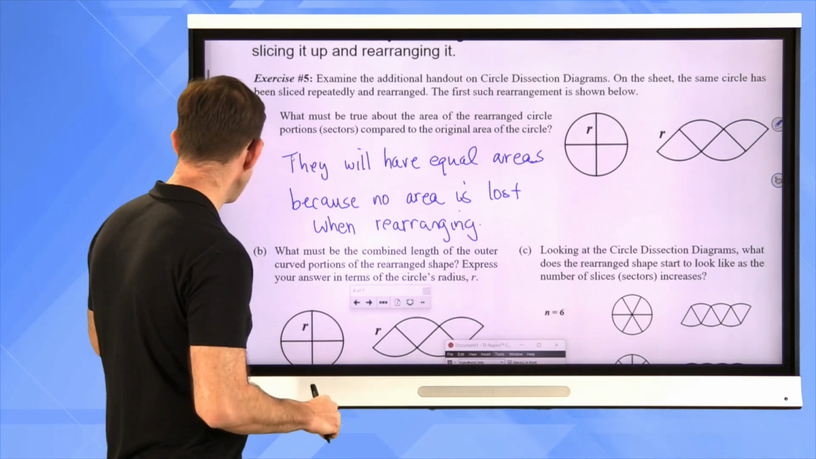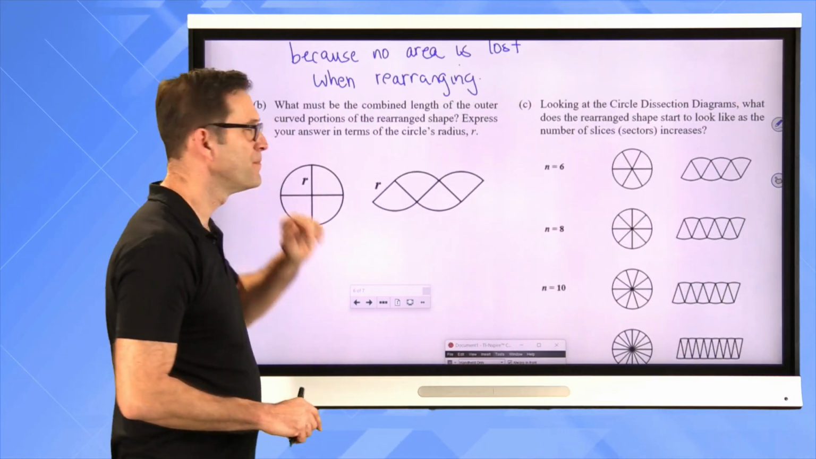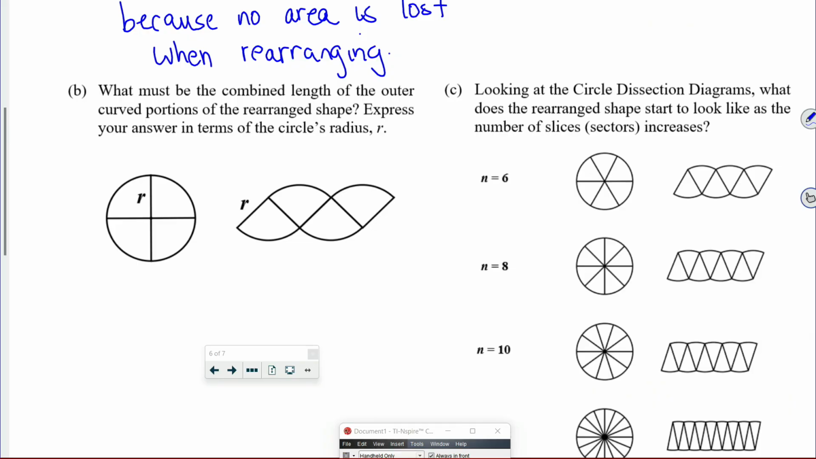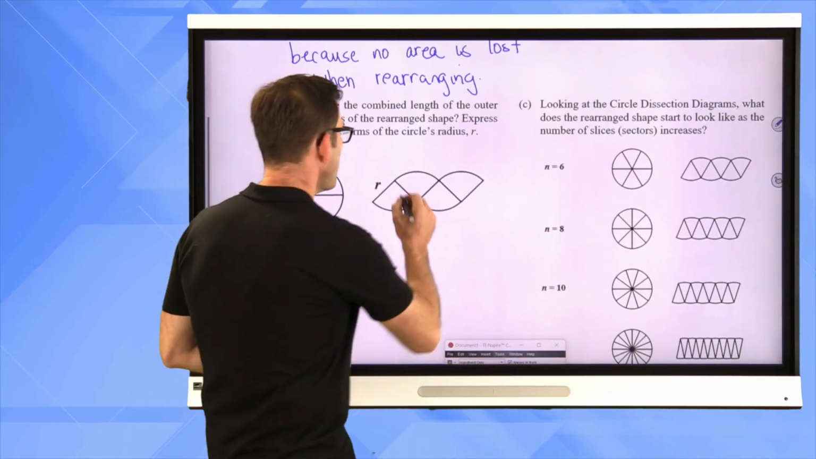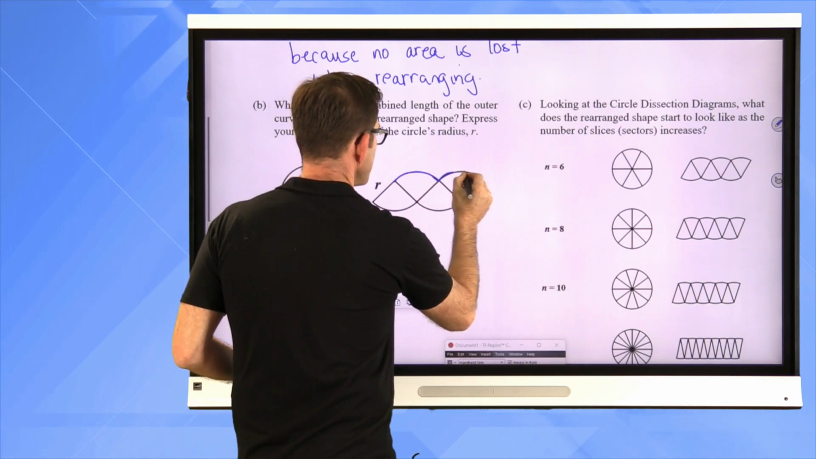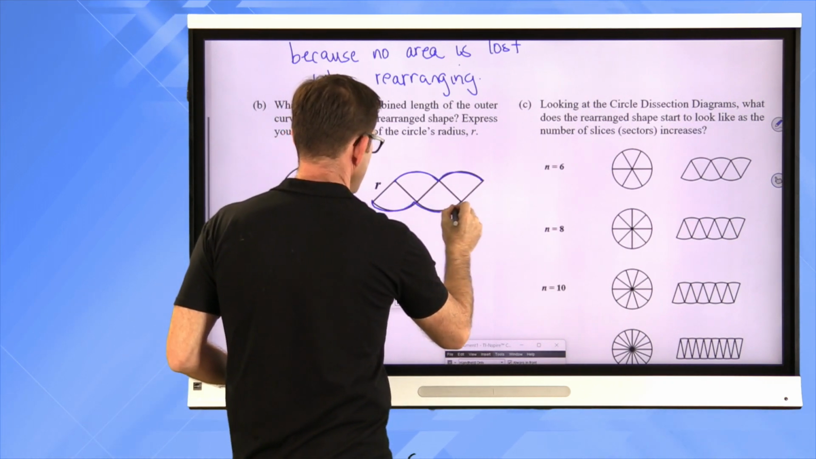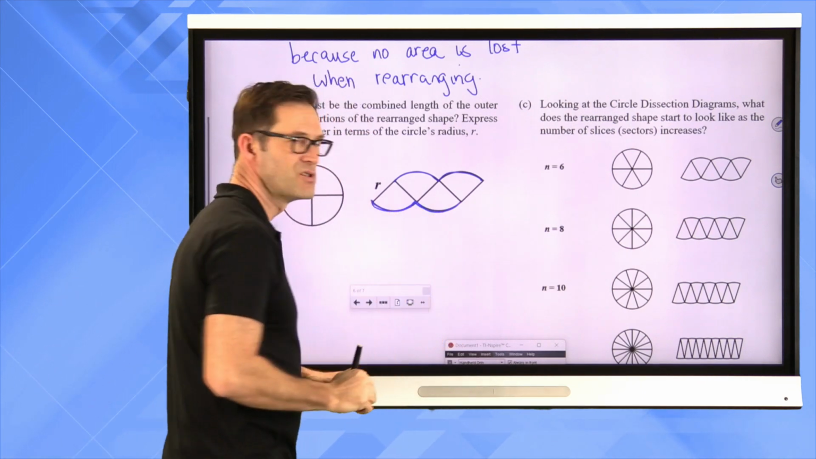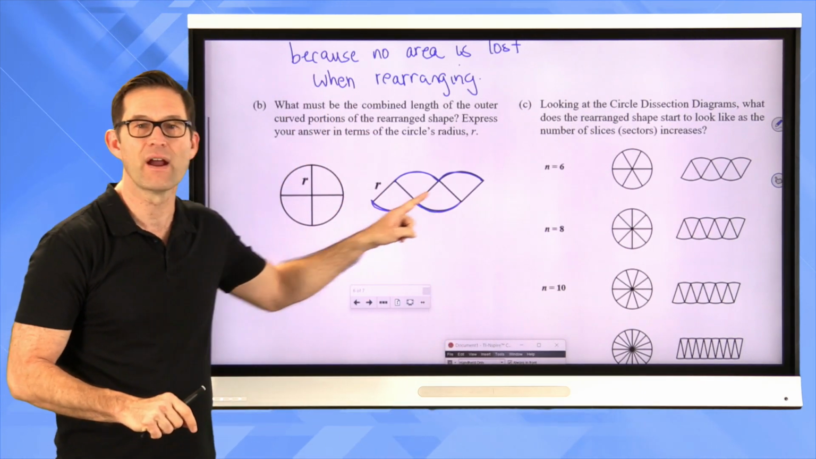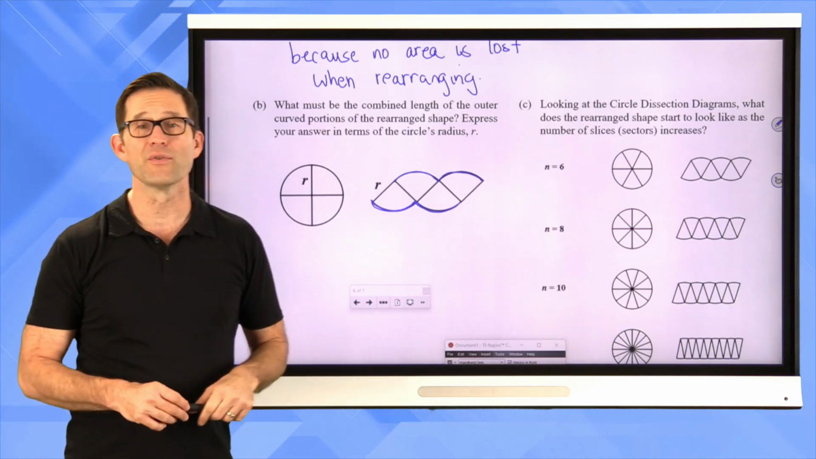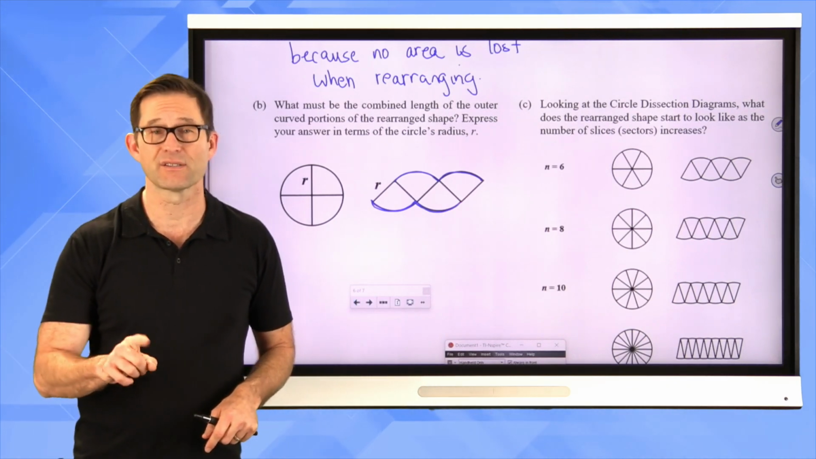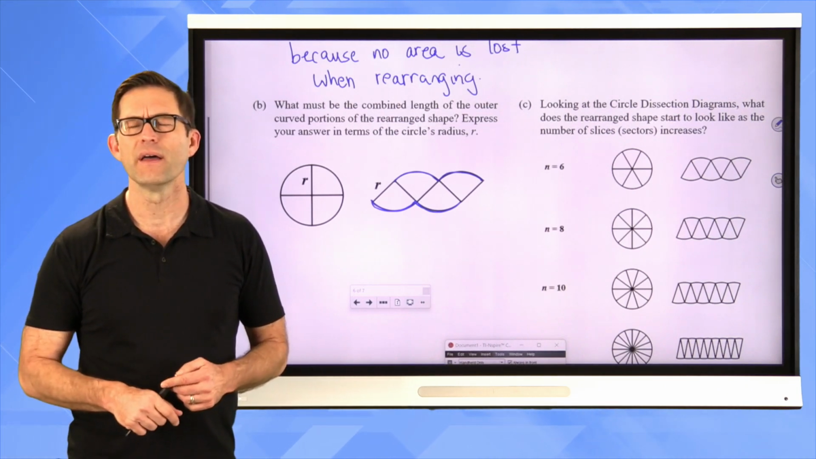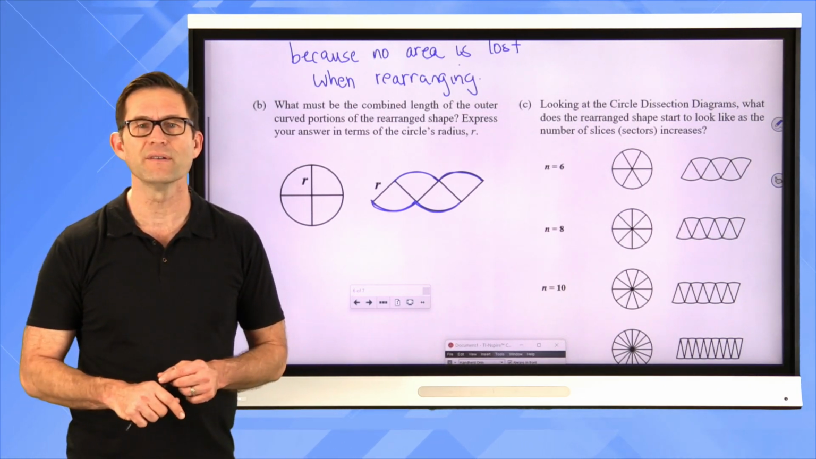Okay. Now, let's take a look at letter B. What must be the combined length of the outer curved portions of the rearranged shape? Express your answer in terms of the circle's radius, r. In other words, if I added up this length to this length to this length to this length, ignoring those two straight lengths there and there, what would that length be equal to in terms of the circle's radius, r? Pause the video right now and think about this for a moment. It should also be pretty obvious.